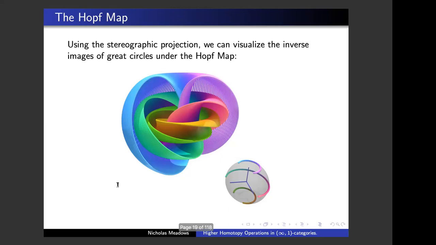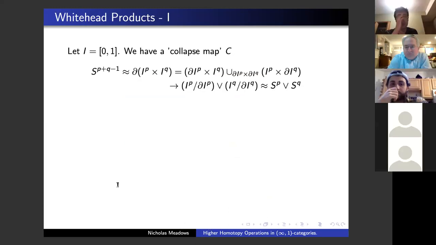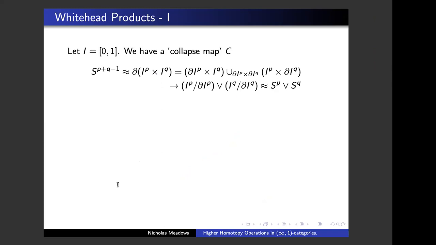The thing is that, as I said, the Hopf map is almost the simplest non-trivial example of π_i of S^k where i is greater than k. So what our talk is going to be about is how we can produce elements in these groups π_i(S^k) from smaller, lower dimensional maps. The first way we can do this is through the notion of Whitehead products.